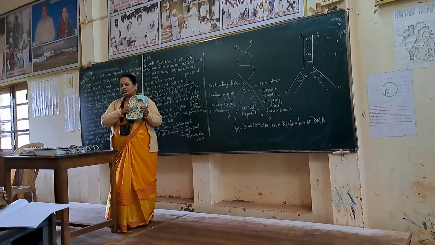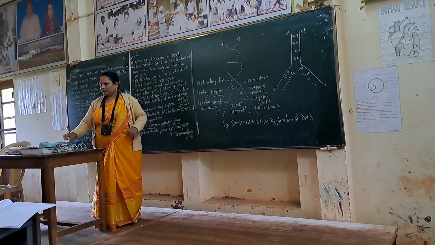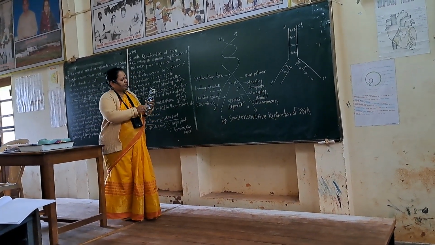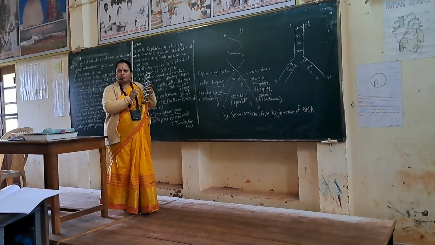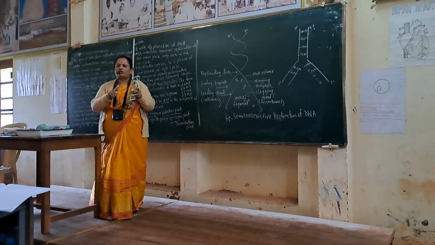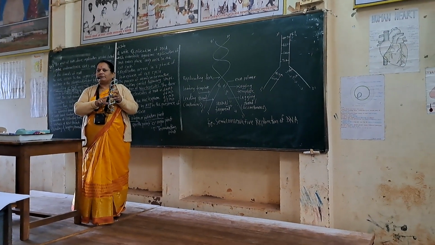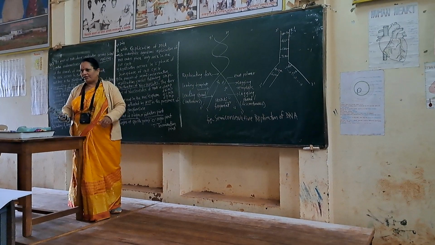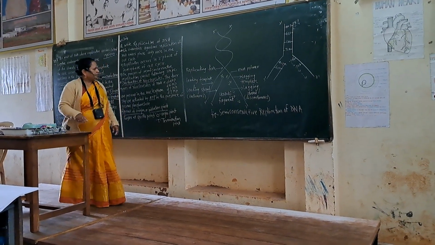DNA strand replication happens only once in the lifetime of a cell. Here, this DNA produces two daughter DNA, each with one new strand and one old strand from the mother DNA. Therefore, this method of replication is also called the semi-conservative method of DNA replication.